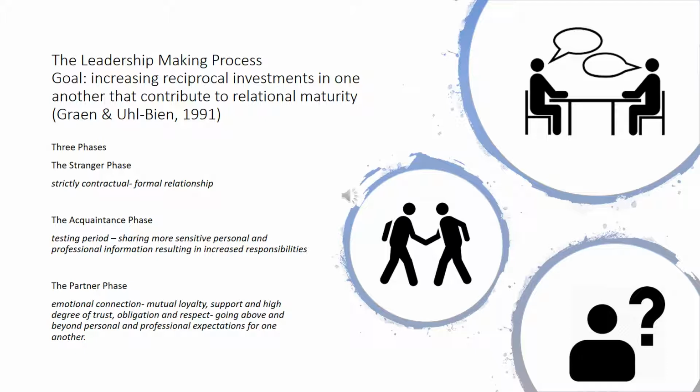Now, this is another interesting concept, the leadership making process. And how do you invest in people? These are the 3 phases that they go through, which the book discusses with Graen and Uhl-Bien. The first is the stranger phase. This is a contract. You just know the person. You have a very formal relationship.